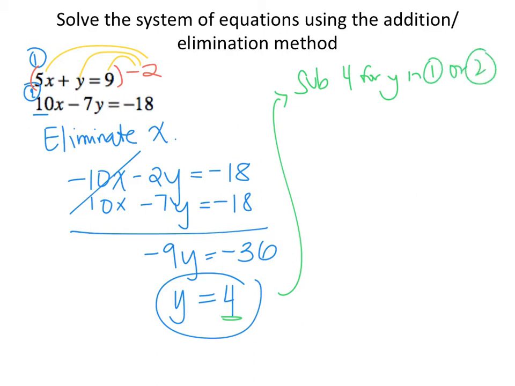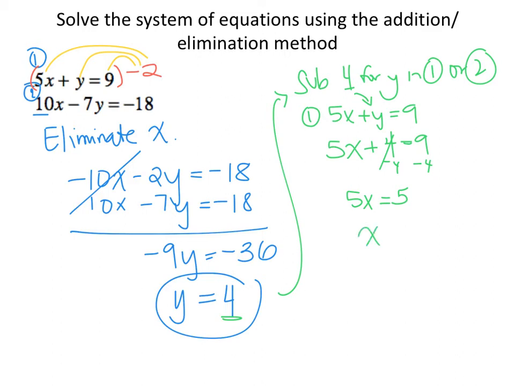For this one, I have smaller numbers in number 1, so I'll choose number 1. My first equation is 5x plus y is equal to 9. Substituting in 4 for y, I have 5x plus 4 is equal to 9. Subtracting 4, 5x is equal to 5, so x is equal to 1.